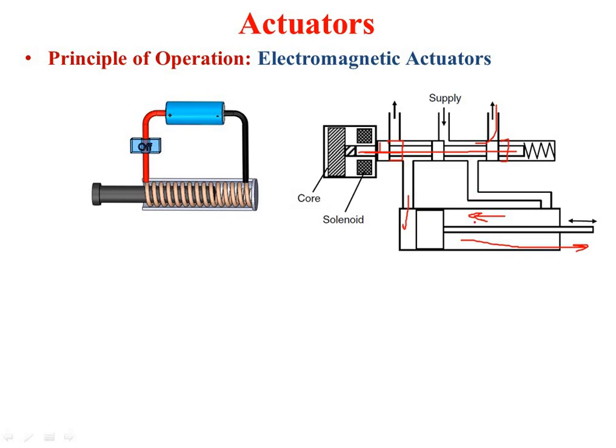So the supply is made on and off to this piston, and accordingly the piston will move in the linear direction. So this is the solenoid action, and we will try to understand this concept when we move to the pneumatic and hydraulic types of actuators.